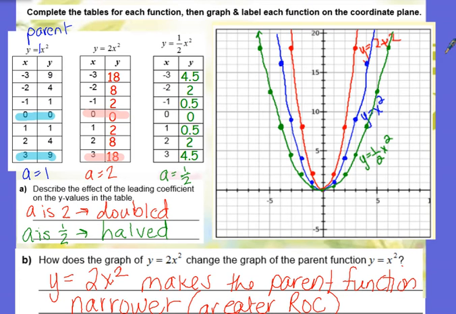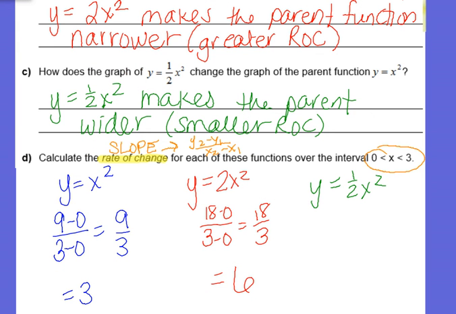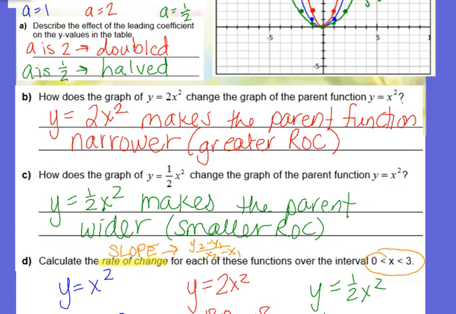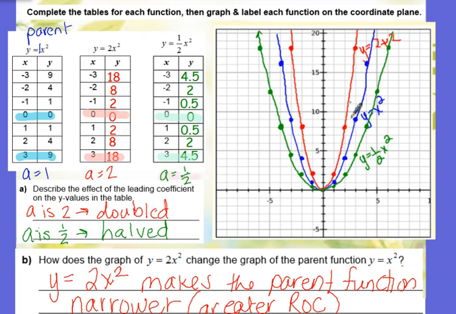Let's do the same thing for the last one here. Let's take a peek when x is 0 to when x is 3. So we will plug in these values and find the rate of change. So we will have here 4.5 minus 0 over 3 minus 0, which is equal to 4.5 over 3, which equals 1.5. So which one of these has the greater rate of change? We can see here that it's the y equals 2x squared, and when I look back at my graph, we can see it has the greatest rate of change because it's the steepest, or it's the most narrow.